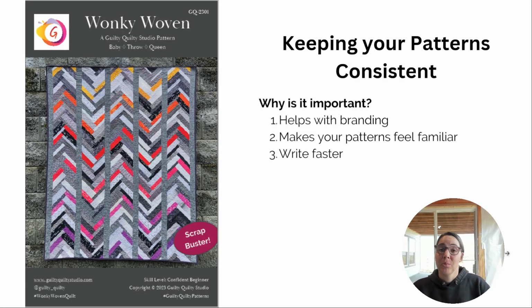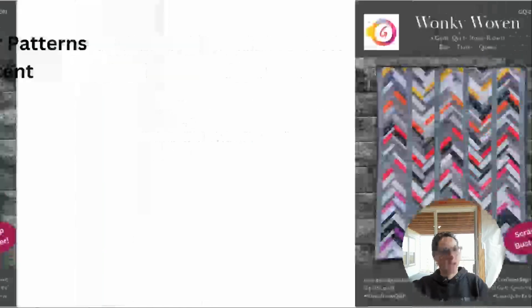Lastly, this is going to help you write faster because there's going to be common elements between all of your patterns, which means you have to make fewer decisions when you're writing. And the fewer decisions you have to make, the faster you can get the thing done. So how do you actually achieve this?